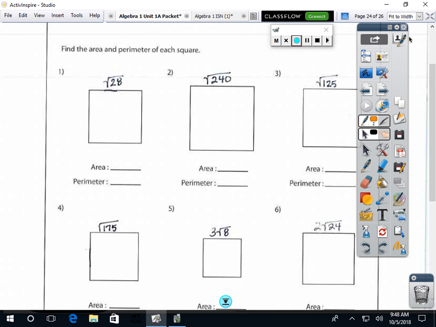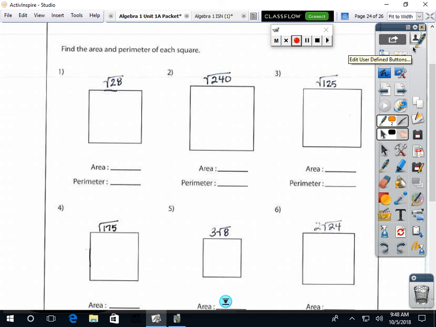All right, number 1, the directions for this problem say find the area and perimeter of each square. Well, first let's just look at the area. How do you find the area of a square? Okay, length times width. Some people also call it side squared because with a square, all 4 sides are the same. But it's okay, we'll just use length times width, that works as well.